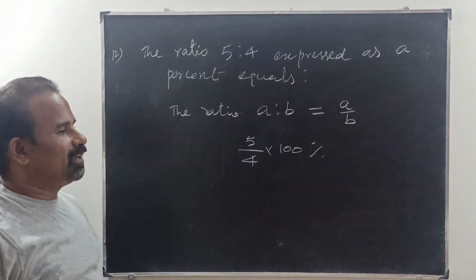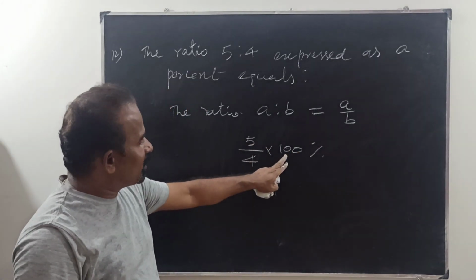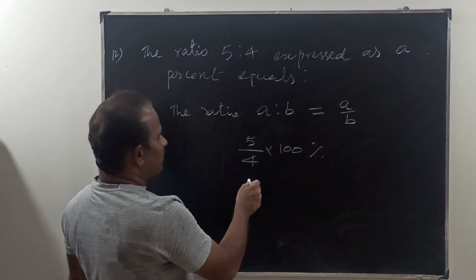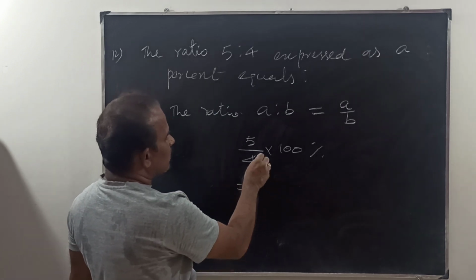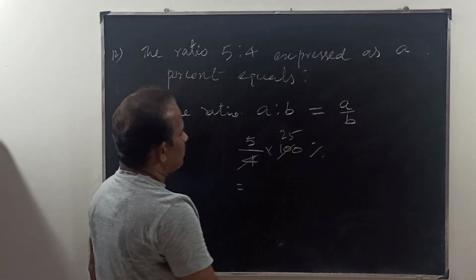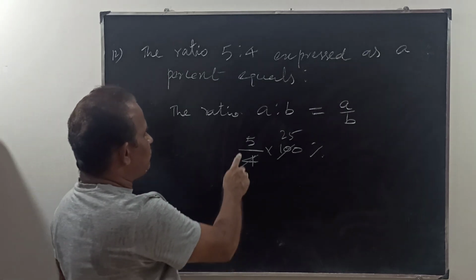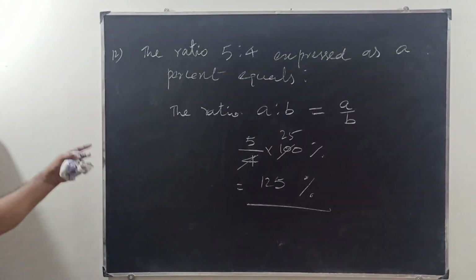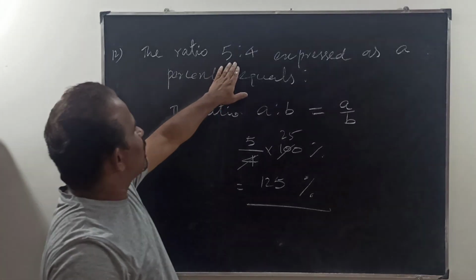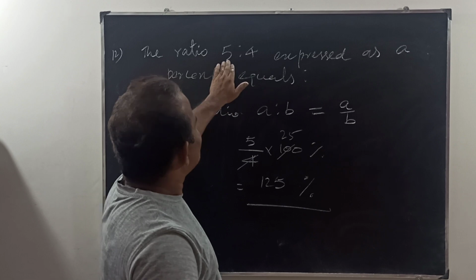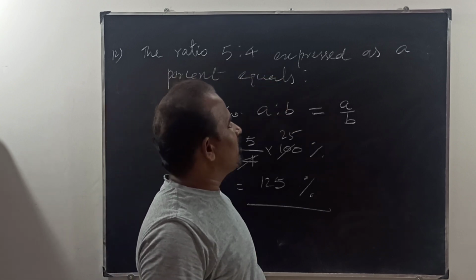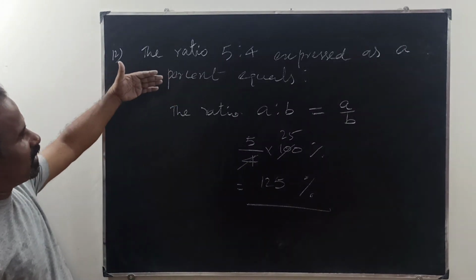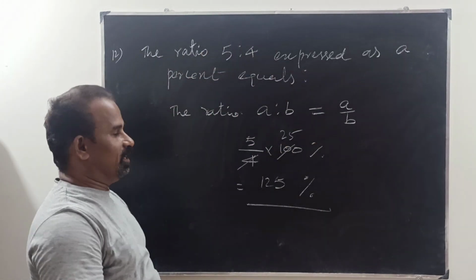That's all. To make it a percentage, you have to multiply by 100 percent. So this is equal to 25, and 5 into 25, therefore 125%. The answer is 125%. The concept is the ratio is nothing but A by B, 5 by 4. In the next class we will see what is ratio and what is proportion. Okay.